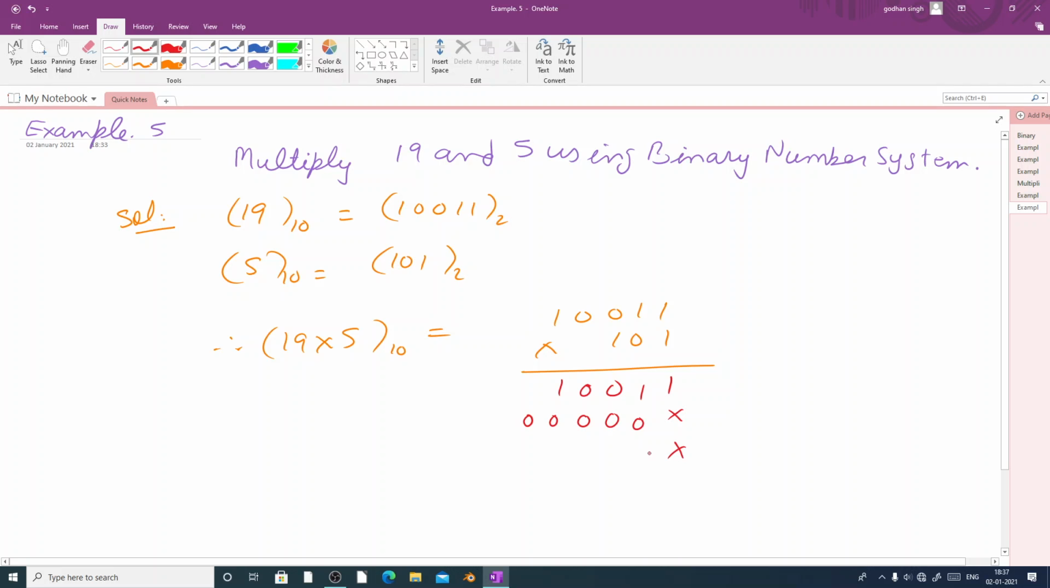Then in the third row, first we'll put 2 crosses, and then we'll take the digit. What is the digit? That is 1. So 1 will multiply with 1. So 1 into 1 is 1, 1 into 1 is 1, 1 into 0 is 0, yes, 0, and 1 into 1 is 1. Now we'll add the numbers.